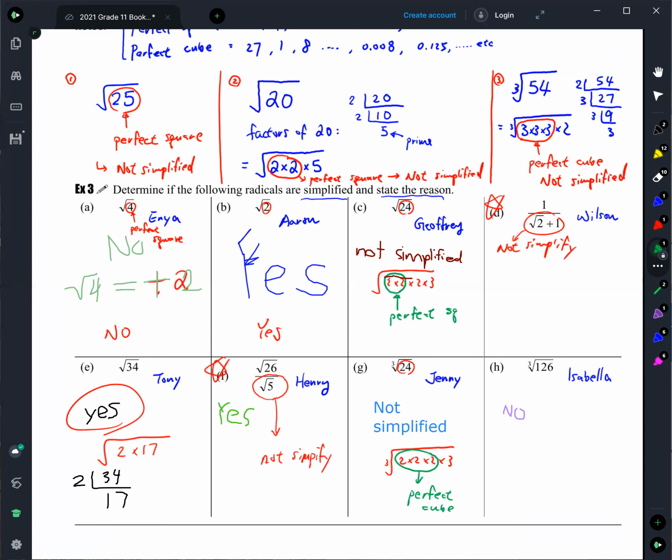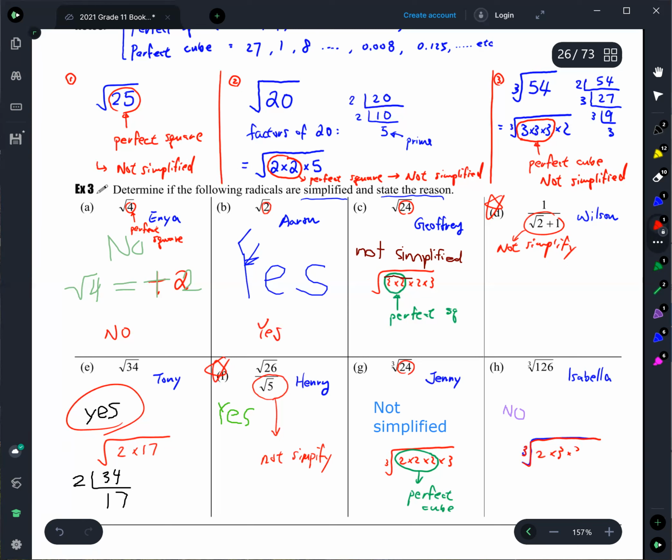Okay, let's look at the last one. Last one, we have 126. So Isabella, you say not simplified, right? Did you break down the 126? Yeah. Okay, what does it break down into? 2, 3, 3, 7. Let's see. So 2 times 3 is 6. 6 times 3 is 18. 18 times 7 is 126. Okay. So what are we looking for? This is a cube root, so you should be looking for perfect what? Cube.